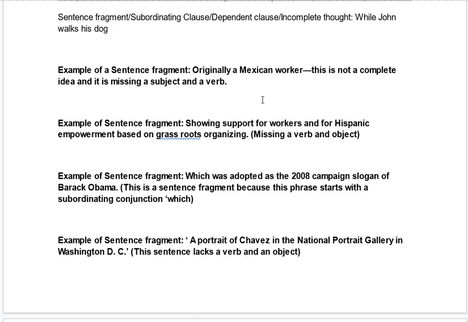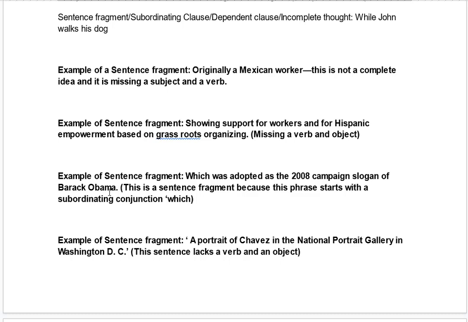That's why I have all of this bolded, because on the quiz they'll ask you, originally a Mexican worker, is that a complete sentence or is that a sentence fragment, which is an incomplete sentence? So you have to know that originally a Mexican worker is not complete. Showing support for Hispanic empowerment is not complete. All sentence fragments, which was adopted as the 2008 campaign slogan of Barack Obama.